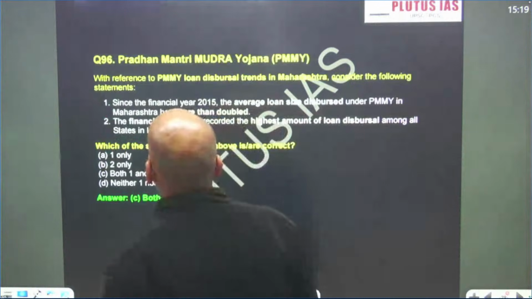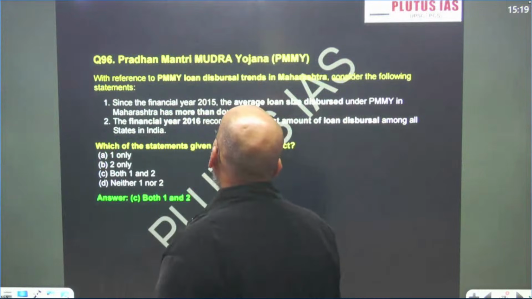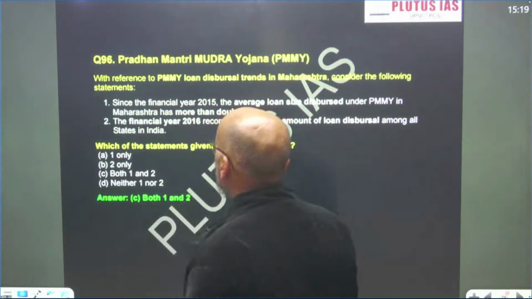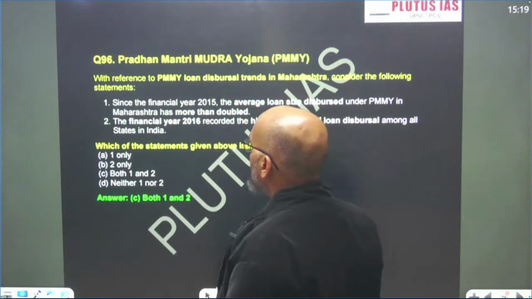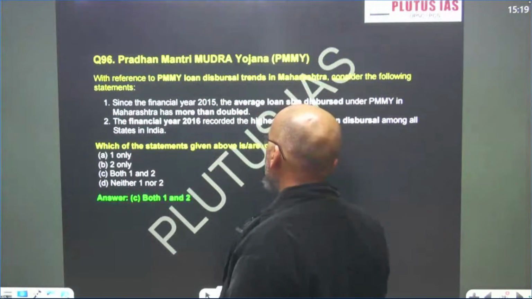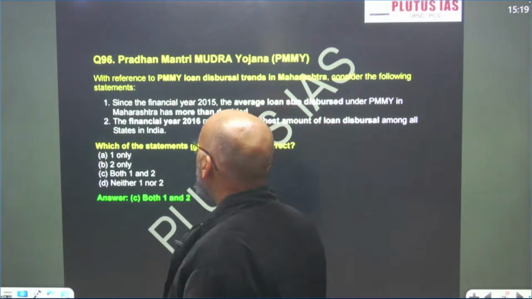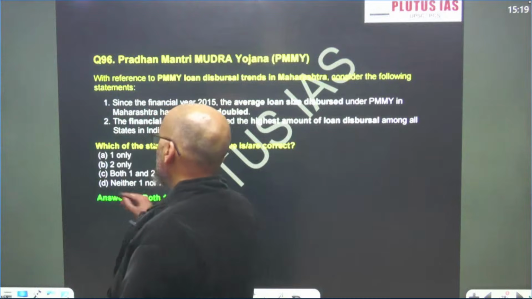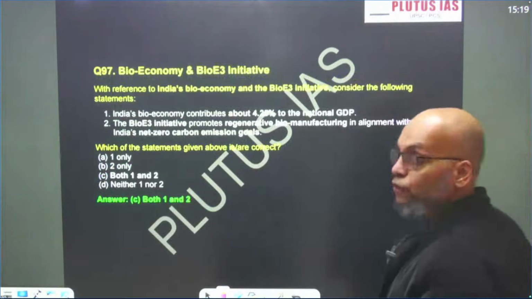Then question 96, Pradhan Mantri Mudra Yojana, PMMY. With reference to PMMY, loan disbursal trends in Maharashtra, consider the following statements. Since the financial year 2015, the average loan size disbursed under PMMY in Maharashtra has more than doubled. Statement 2, the financial year 2016 recorded the highest amount of loan disbursal among all states in India. Which of the statements given above is/are correct? Both 1 and 2 are correct. Okay. So option C was correct.